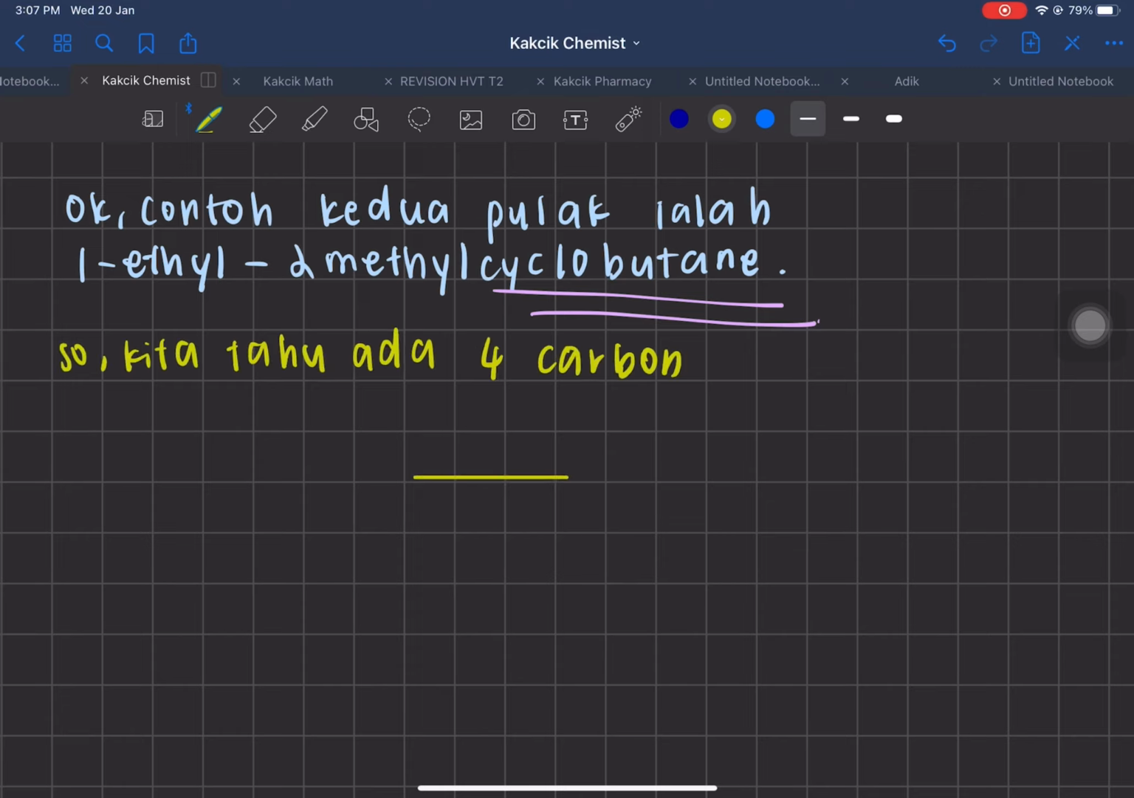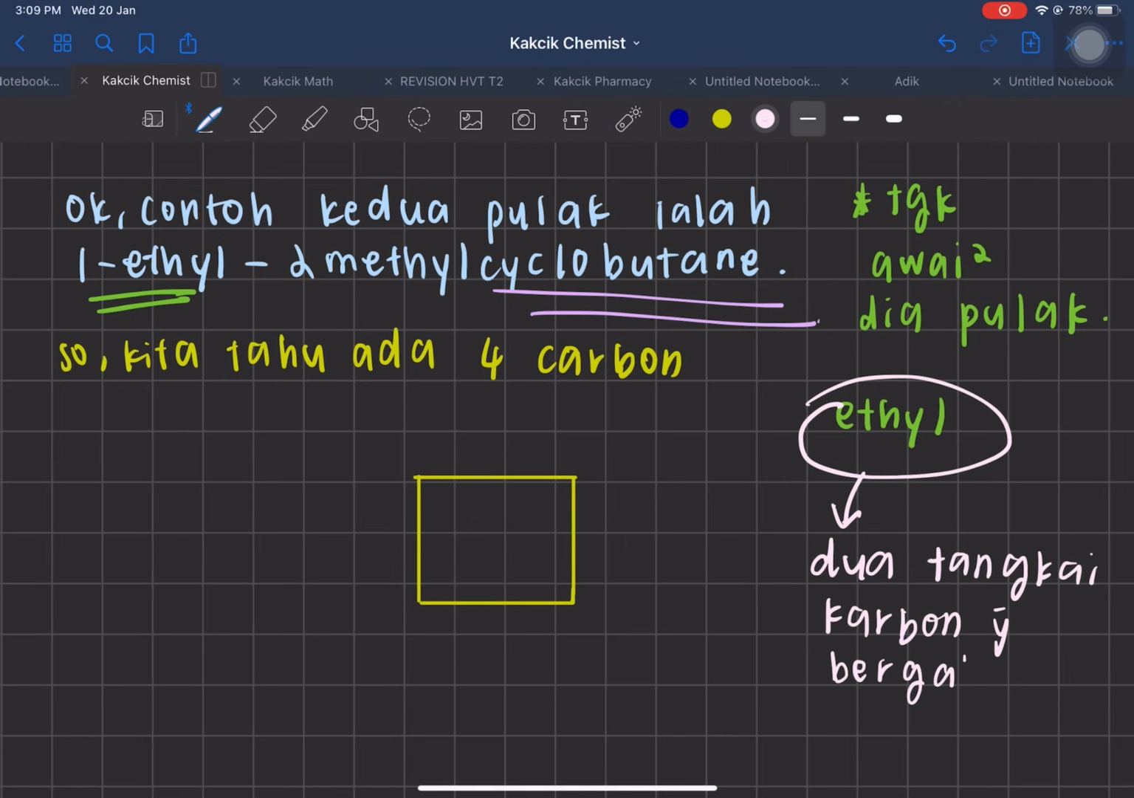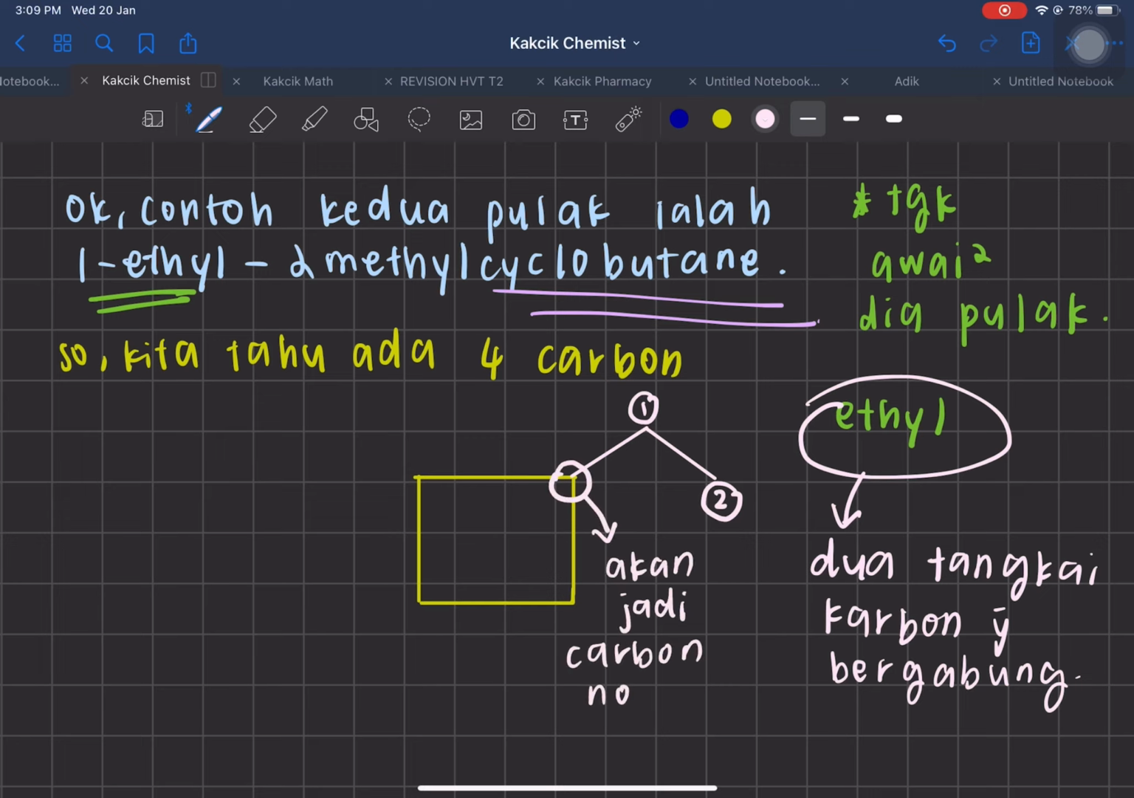Okay, lepas tu kita dah tahu kan ada 4 carbon. So bila 4 carbon, dia akan jadi segi 4 lah kan. So segi 4, dia akan jadi cyclobutane. Cyclobutane tu, okay, lepas tu kita tengok dekat awal-awal dia pula. Dia kata ada ethyl, 1 ethyl. Maksudnya dekat carbon number 1. So dia tulis 1 kat situ kan. So 1 merujuk kepada carbon number 1. So carbon number 1 ada ethyl, ada tangkai yang ada 2 carbon. So ethyl dekat carbon number 1 tu ada 2 carbon.